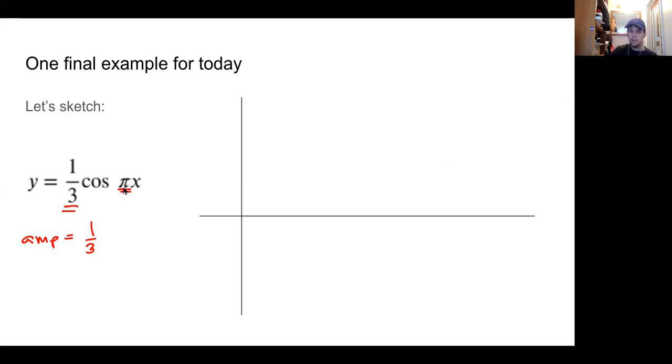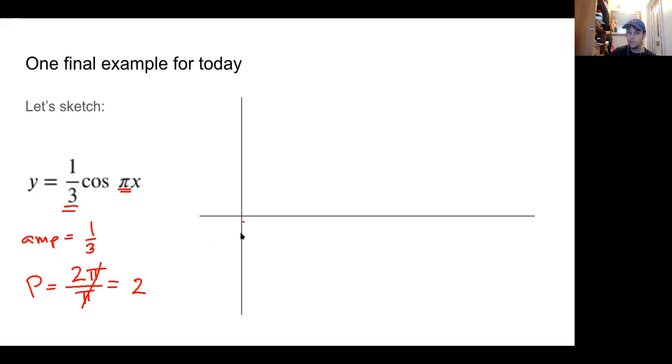We also have a b value here, this multiplier in front of our x variable. That's going to affect our period. So let's take our period. We do 2 pi divided by b, which was pi. So our period is going to be 2. We're going to go from 0 to 2.